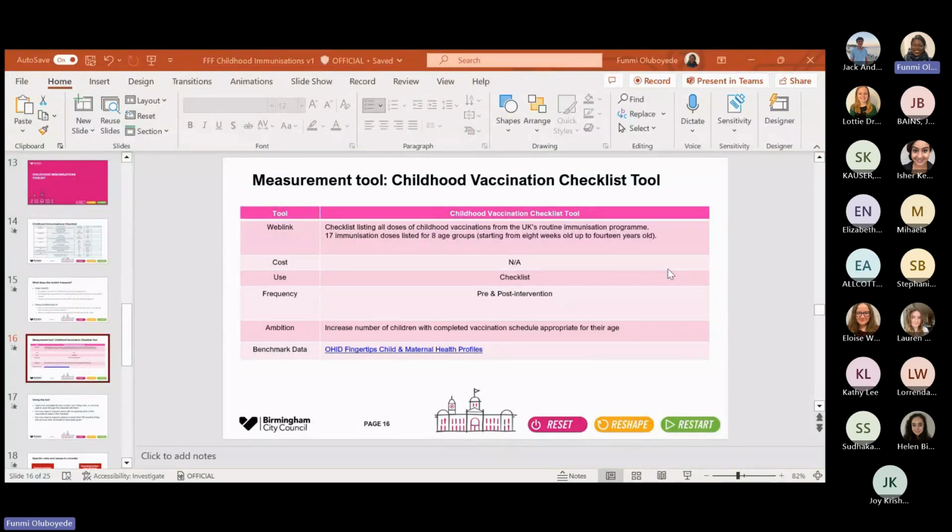The use would be to have it as a checklist, and the frequency would be pre and post intervention. So before the intervention, you should have an awareness of what the uptake is, and then you have the intervention, and then afterwards you would see whether there's been an increase in vaccination. And of course, that would be the ambition, to increase the number or proportion of children with a completed vaccination schedule appropriate for their age. And I think the goal, what looks good, is always trying to get to that 95% herd immunity. And then we have benchmark data which tell us what the uptake rates are.